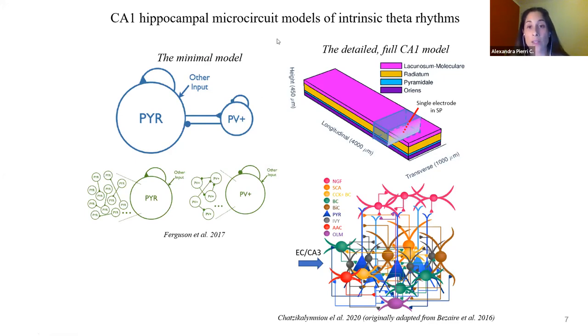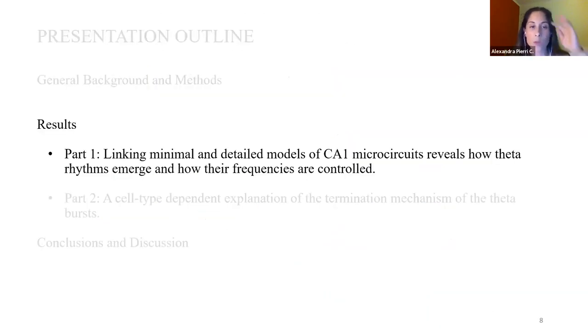I've also utilized the second model. I call it here the detailed CA1 model, which is the state-of-the-art biophysically accurate model of the CA1 hippocampus that produces these intrahippocampal oscillatory activities. It is comprised of cells with morphological detail, realistic representations of their ion channels and intrinsic properties, and experimentally derived connectivity.